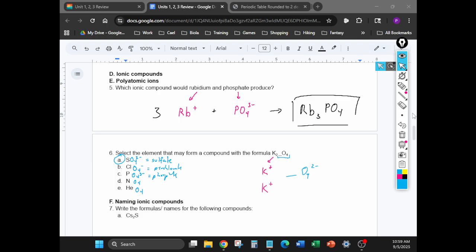Okay, let us move on to more ionic compound stuff. Oh, let me pause right there, though. Any questions on 5 and 6? Okay, so general premise makes sense, hopefully. Positive, negative stuff.